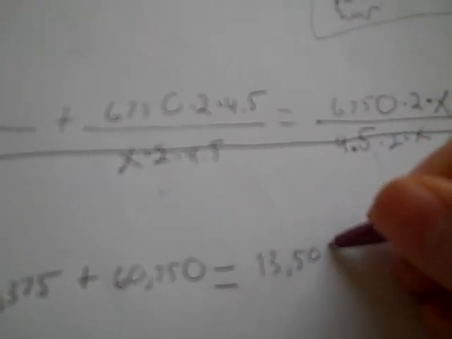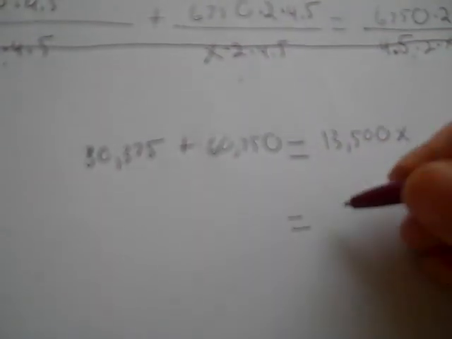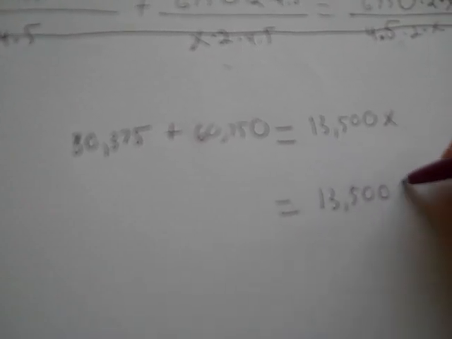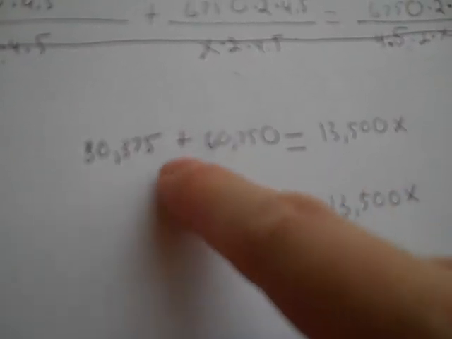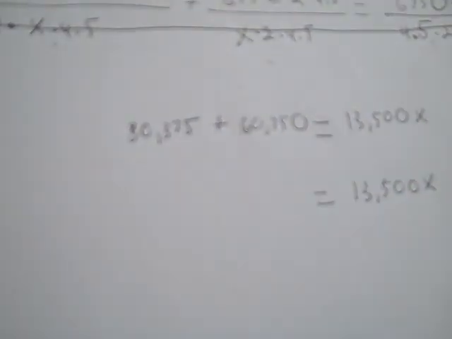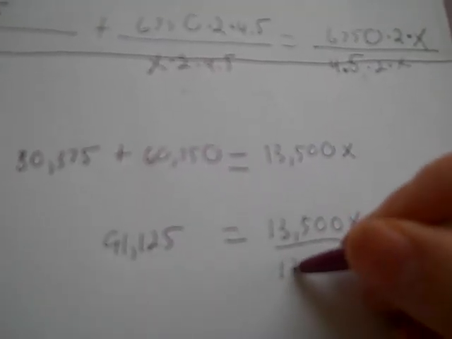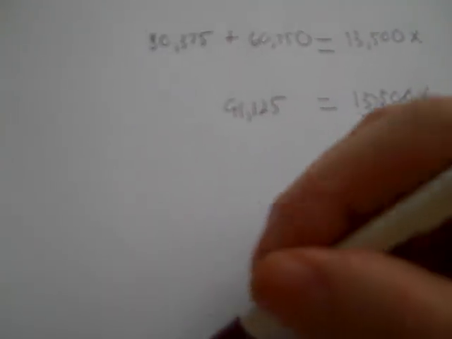Now on the other side of the equation, I take 6,750 times 2, 13,500, but then I connect an x onto the 13,500 because there was an x factor there. Okay, now I add these because they're on the same side. My x is here, but that's just waiting to be divided by 13,500. Well, I need to add these here then. So 30,375 plus 60,750, 91,125. And then divide both sides by 13,500, and I have one of the two answers.